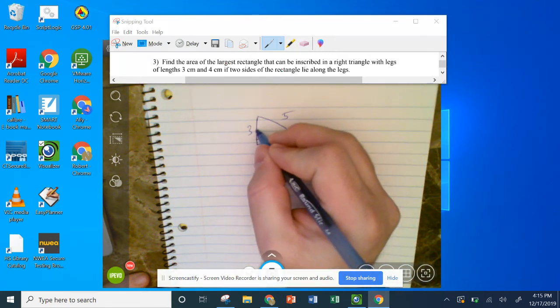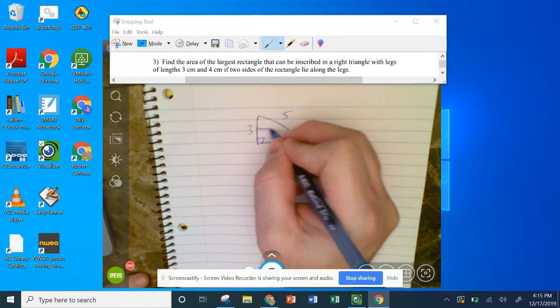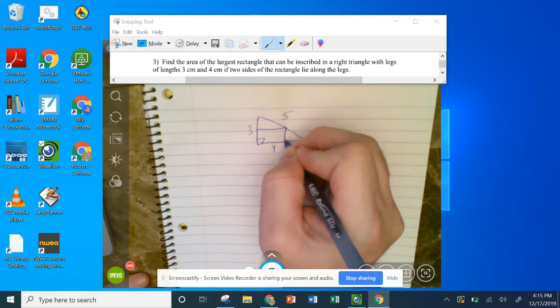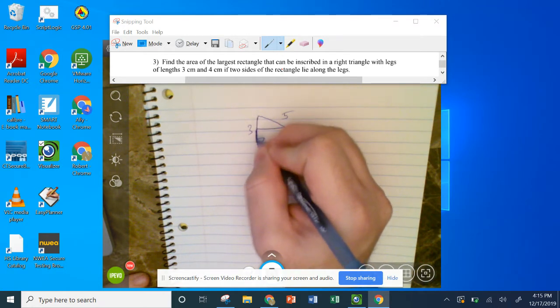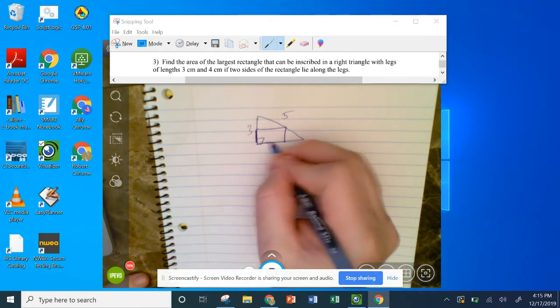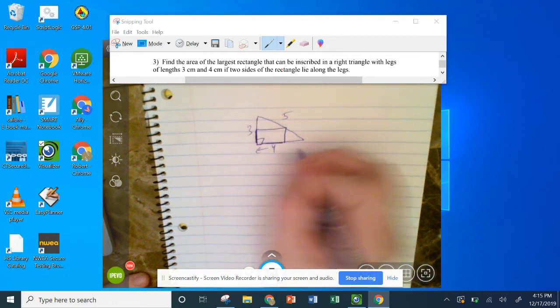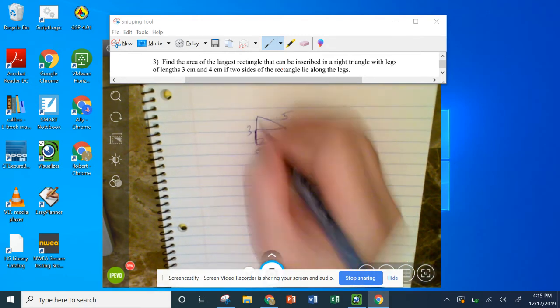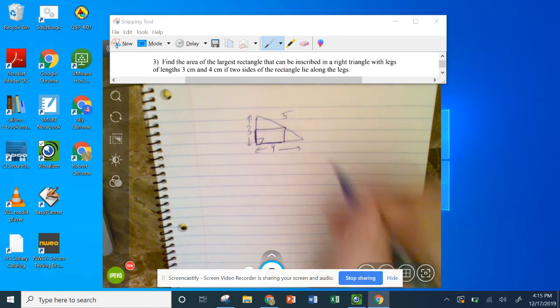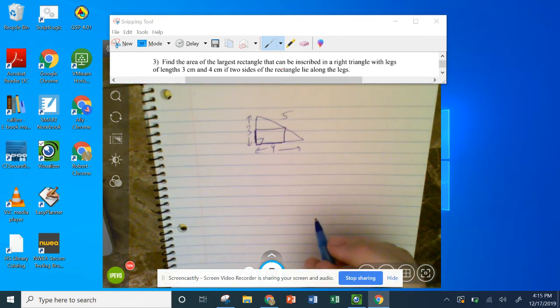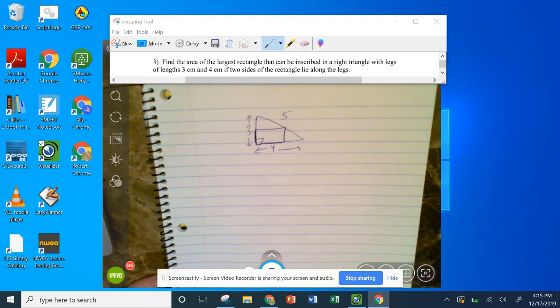So, if one side is here, maybe the rectangle comes out to here and then comes down like that. So one of the sides of the rectangle is on this leg, one of the sides of this rectangle is on this leg, and the 4, of course, is the entire leg, and the 3, of course, is this entire leg. So we don't really have representation for the rectangle parts yet, but we will. So we're trying to find the actual maximum area of that rectangle.